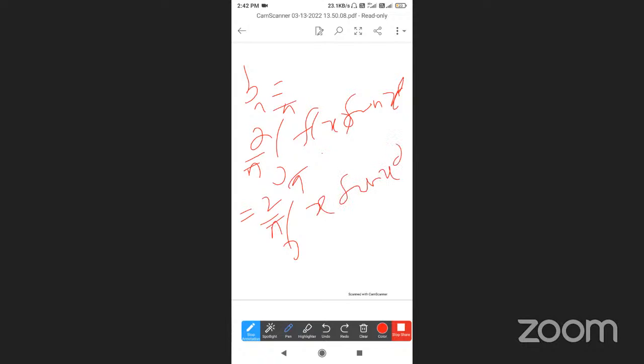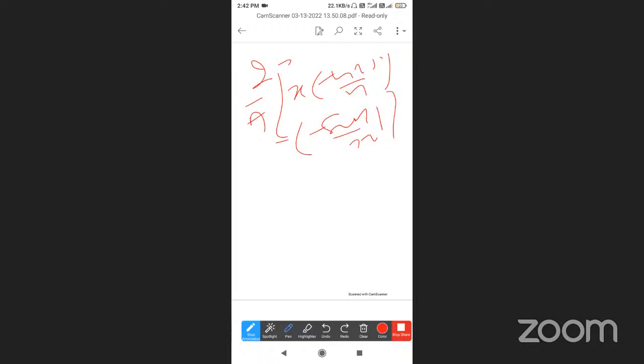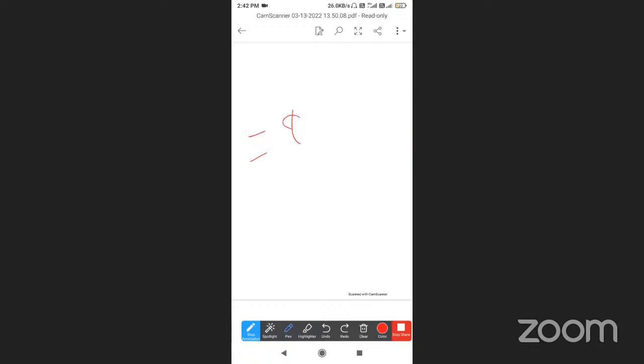sin nx into dx, with limits 0 to pi, so 2 by pi, using the uv method, integration of u into v. We can apply it. This is the simplification. What is that? 2 by pi, integral of x into minus cos nx by n, minus of minus sin nx by n square, with limits 0 to pi. So this is 2 by pi into minus pi by n into cos n pi. This is minus 2 into minus 1 whole power n by n. So the result is 2 times minus 1 whole power n plus 1 by n.